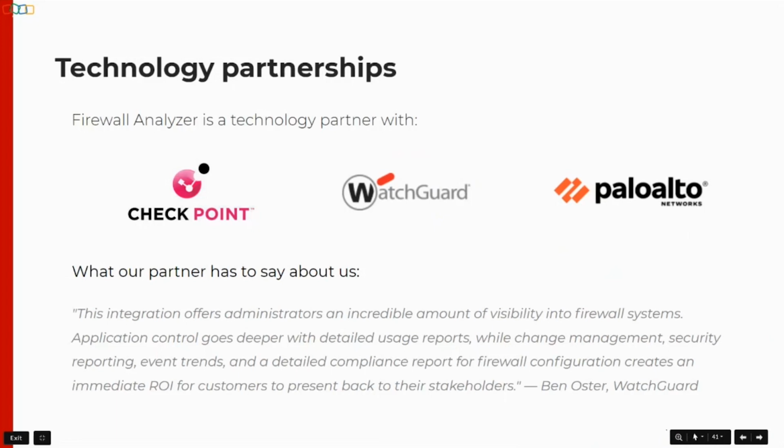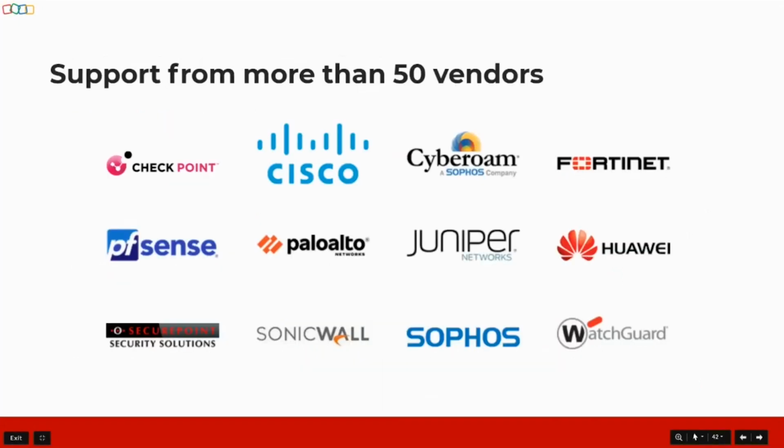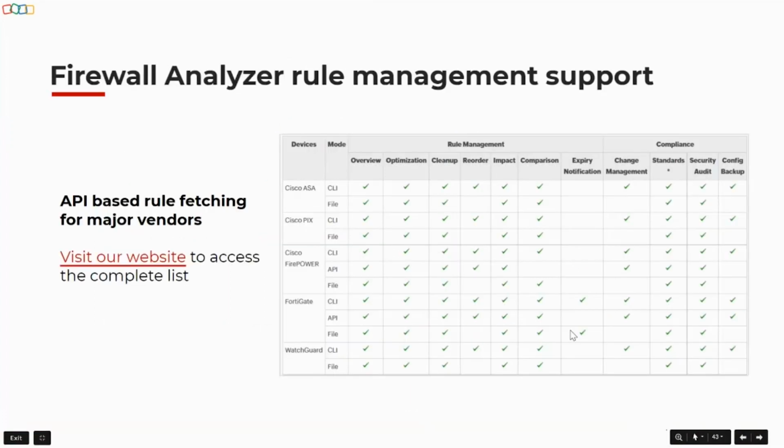All right, next, we have technological partnerships with Checkpoint, Palo Alto, and WatchGuard at the moment, and we are actively working to expand this list. We support more than 50 firewall vendors and around 200 devices. Firewall Analyzer provides rule management support for the given list of firewalls. This list is again available on our website. You can Google that, or you can simply click on this particular link from the presentation that I'll be sharing with you after this session.